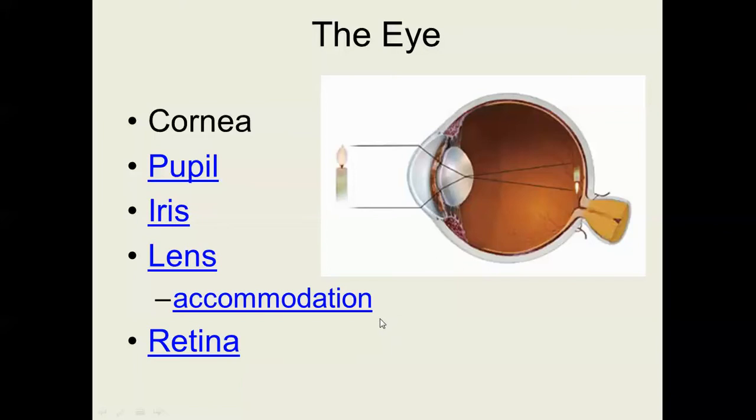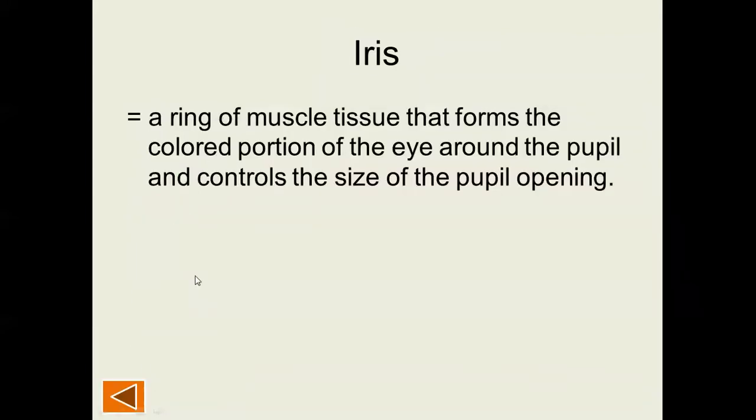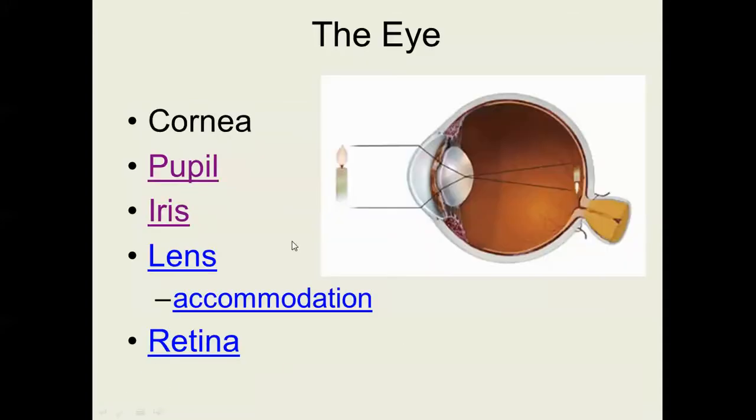So, light enters the eye through the pupil. And your cornea is this area right out here, okay? After light enters the eye through the pupil, whose size is regulated by the iris, and I'm going to click on all these so you can get these definitions, especially with your vocab. The iris is the ring of muscle tissue that forms the colored portion of your eye, and it controls the size of the pupil. So light goes through the cornea into the pupil.